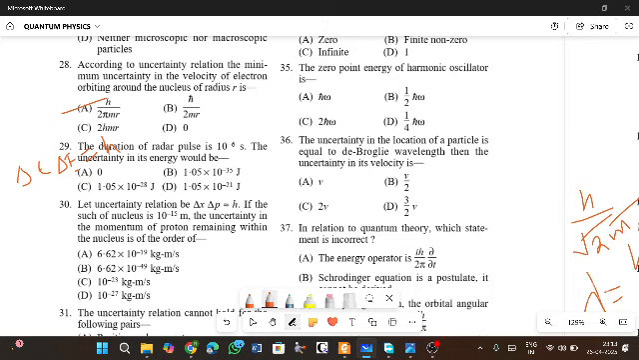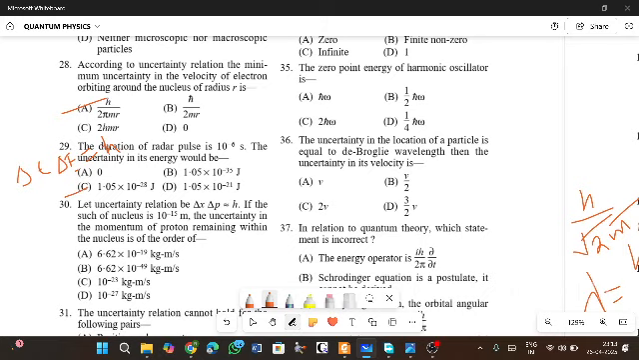Once you substitute the values, we write del E is equal to h cross by del T. So del E is equal to 6.646 into 10 power minus 34 divided by 2 into pi. For h cross we can write it as h by 2 pi. So 2 pi is in the denominator, 2 pi into 10 power minus 6, which gives del E is equal to 1.05 into 10 power minus 28 joule. So option C is correct.